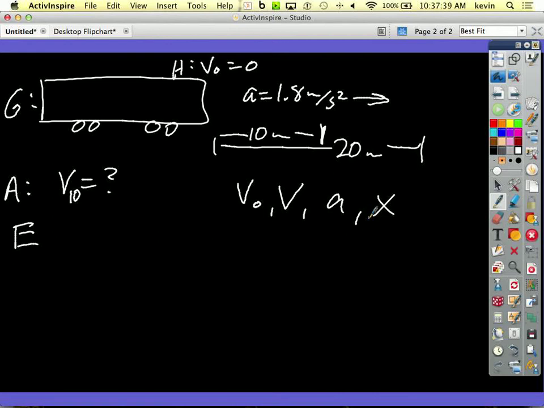I got V equals the initial velocity plus final velocity over 2. Can you use that? Do you know the initial? Isn't that for V bar? Oh yeah. See, we need V, so it comes out to be something like this: V squared is equal to V0 squared plus 2ax.